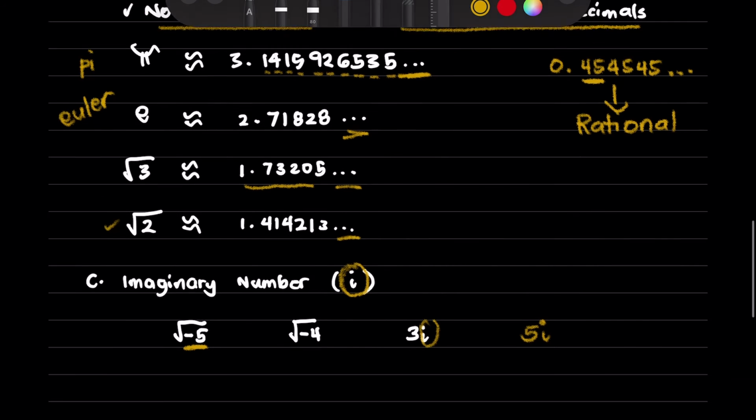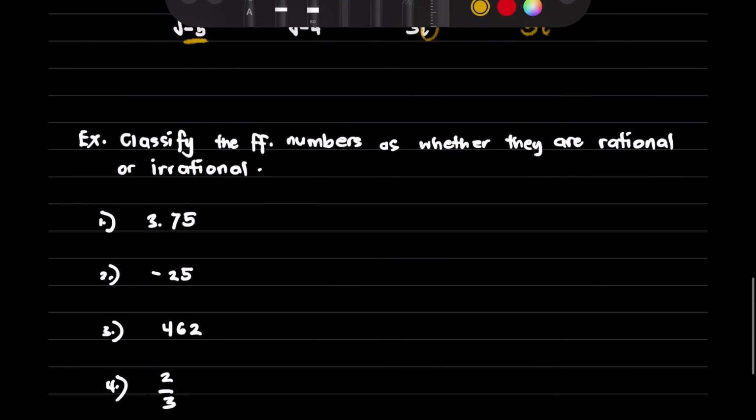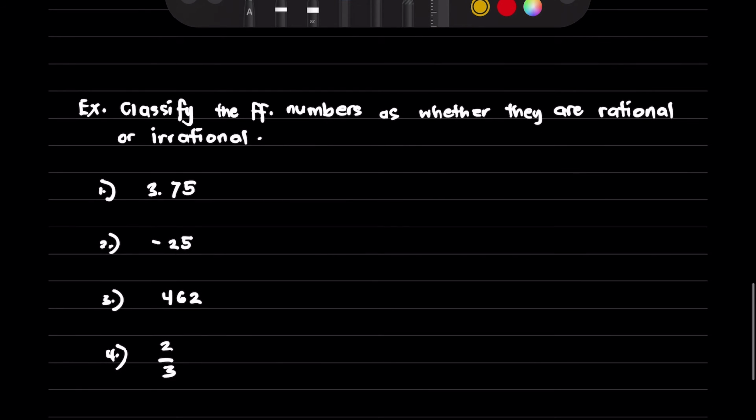Okay, so now let's proceed on our examples. So, let us classify the following numbers as whether they are rational or irrational. Okay, so let's have number 1. So, yung given natin is 3.75. So, this is a rational number. Okay, rational siya kasi nga terminating siya. Hanggang doon lang siya sa 75.